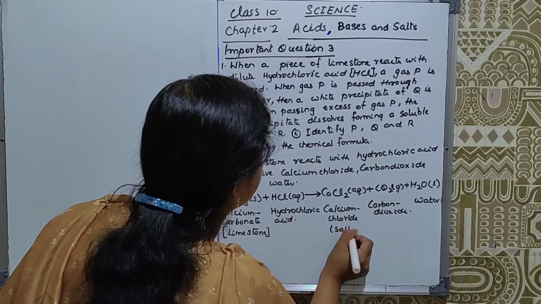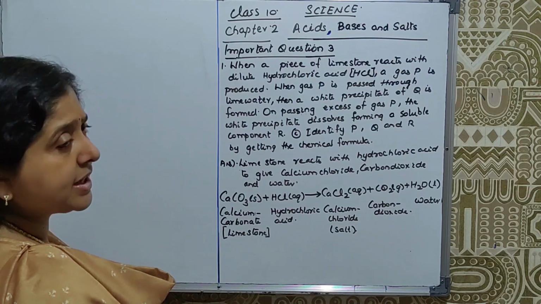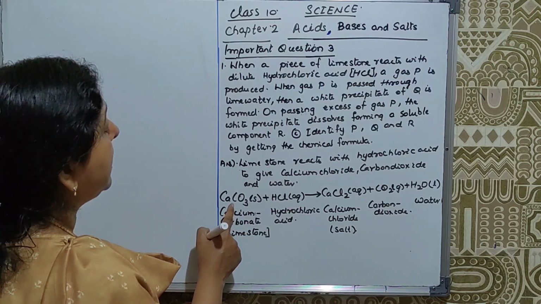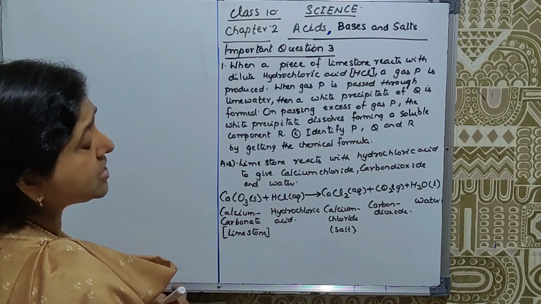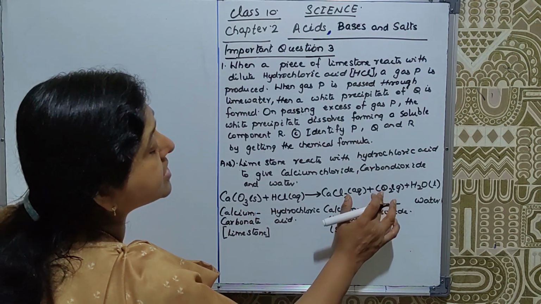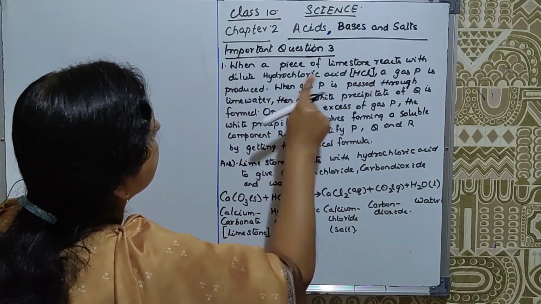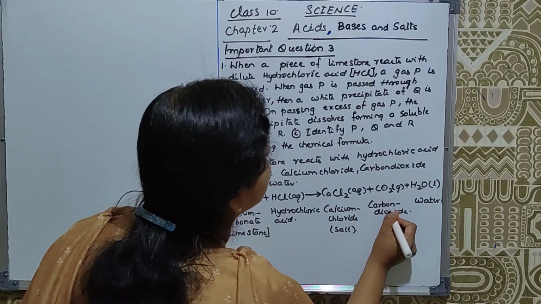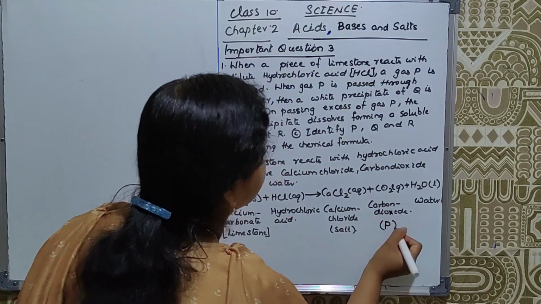Calcium chloride is a salt. So calcium carbonate is a metal carbonate. In general, one formula is: metal carbonates or metal hydrogen carbonates react with acid to give salt, carbon dioxide and water. They said a gas P is produced. So gas P is actually carbon dioxide. This is the gas P.